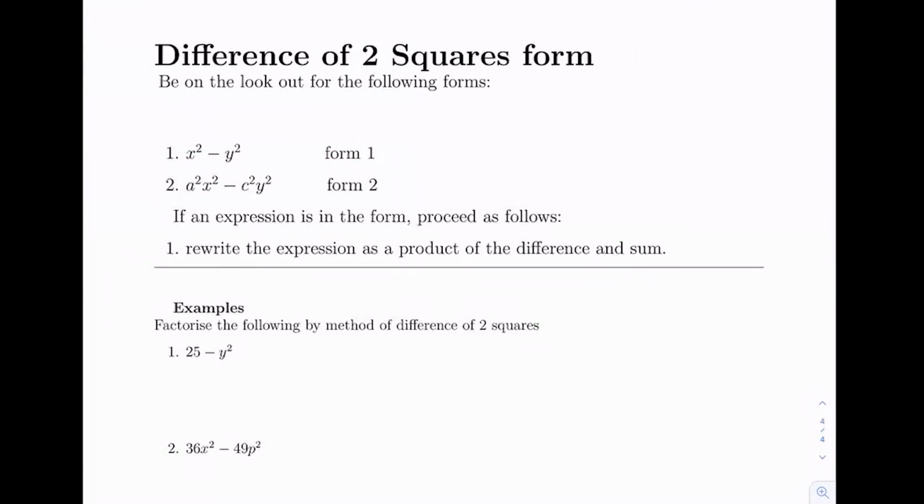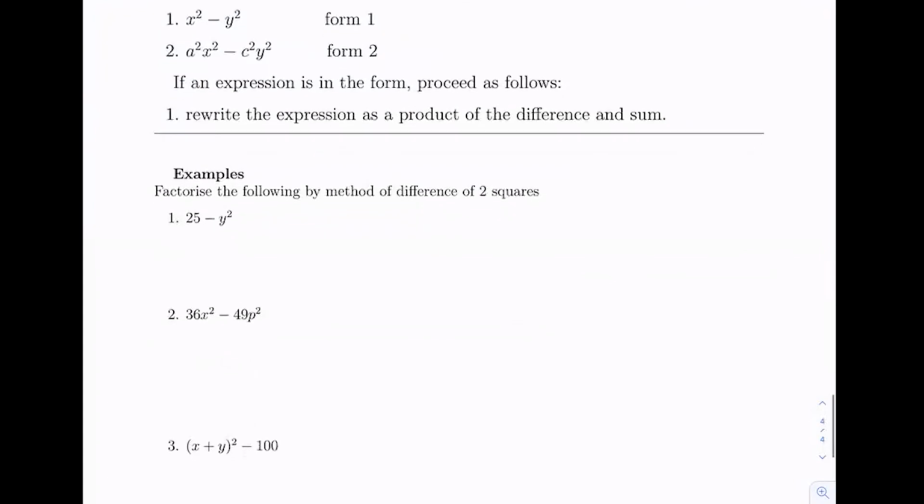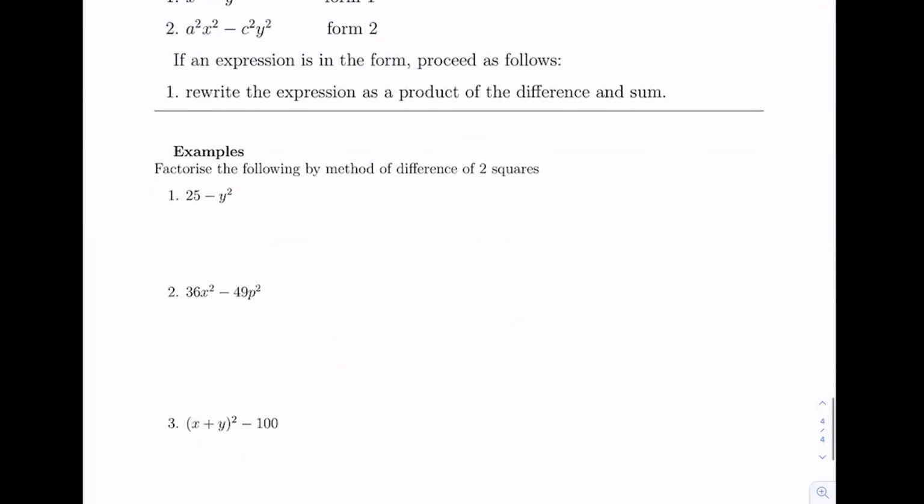And remember, whenever you factorize an expression, you're simply writing it as a product, right? You're simply writing it as a product. So here, we want to remember that number one rule is to rewrite the expression as a product of the difference and the sum. And we'll see what I mean by that when I look at these coming examples. So here are, I think, 4 examples, right? Starting with example number 1, we have, this one is simply 5 squared minus y squared, right?